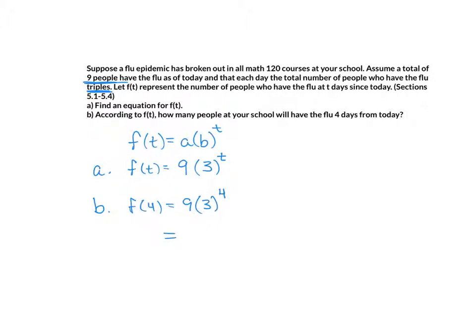Again, we go ahead and evaluate this. We get 9 times 3 to the 4th is 81. If we multiply 9 times 81, we get 729 students. That's a lot. We won't go into the fact that we don't even have 729 students in the Math 120 classes total. Let's just pretend that it's possible.